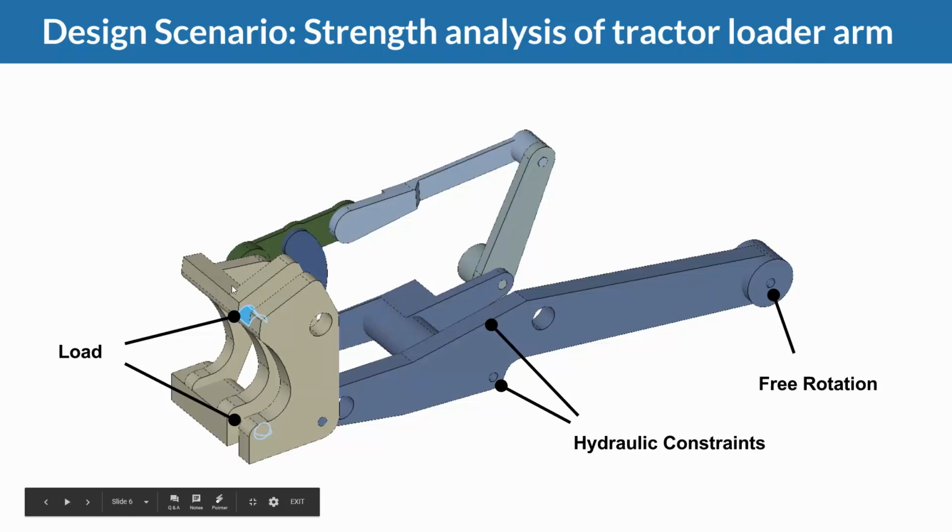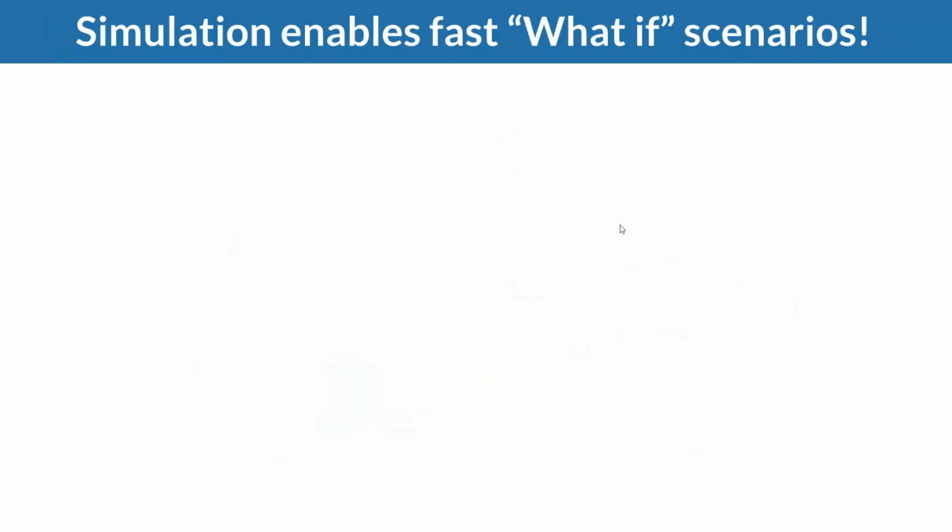On the left side, where the bucket would be attached, we directly apply the loads, depending on the load case, either the operational load or the misuse load. We'll have some hydraulic constraints on the lower side, and we have a pin constraint on the end on the right side.